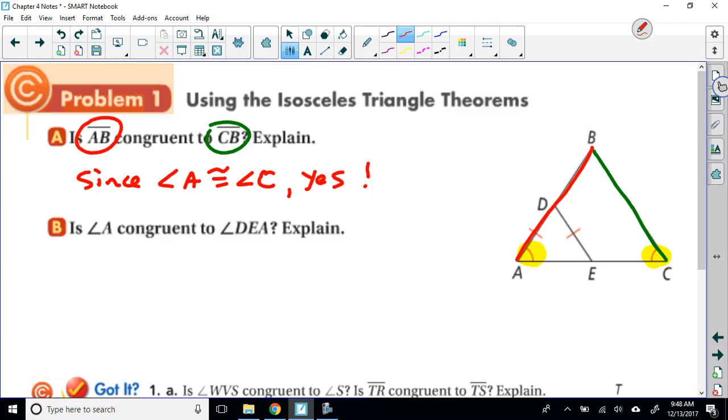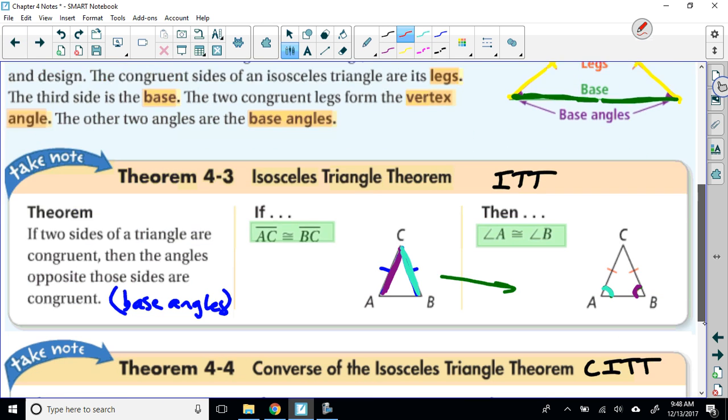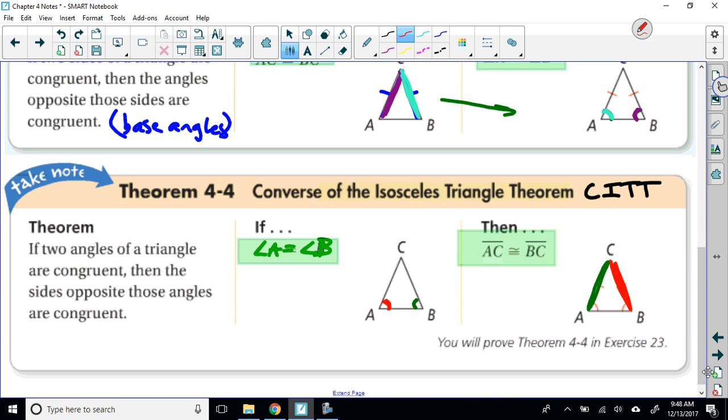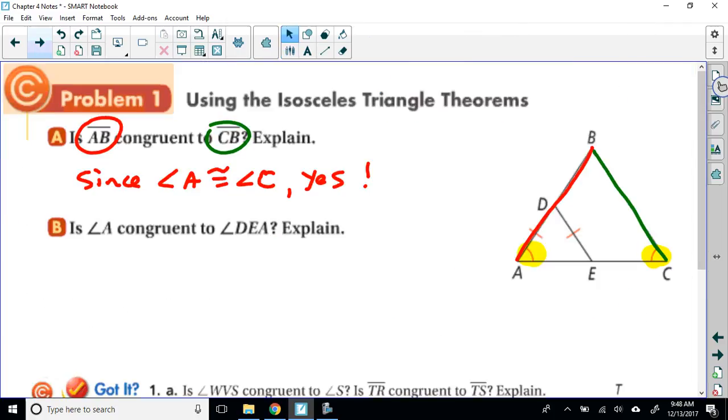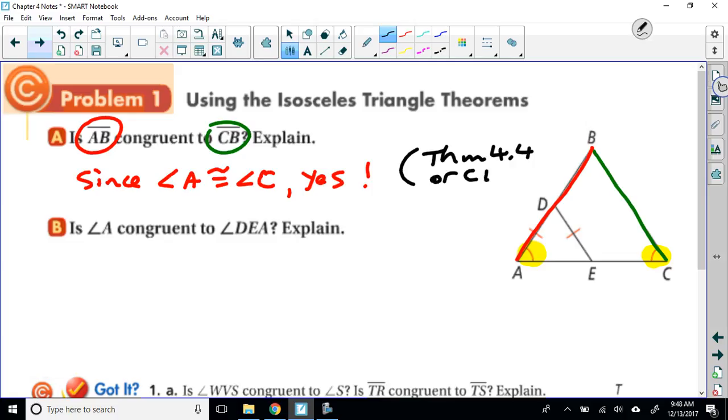So we're given that the angles are congruent. If the angles are congruent, then the sides are. So that's theorem 4.4, our reason for this, or the CITT. Okay, so our reason is theorem 4.4, or if you want to call it the CITT. It kind of looks like CI pi, the way I made those letters.